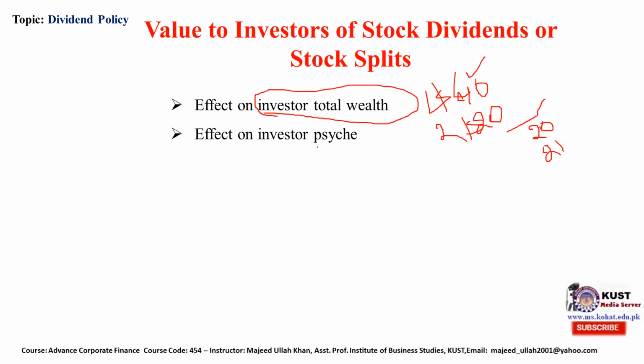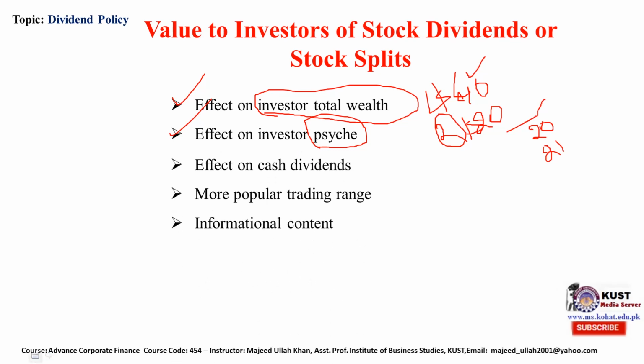Effect on the investor psyche. Psyche means that he was having 1 share, now he has 2 shares. If a person has 40,000 shares, now he would have 80,000 shares, nothing else than perception. It will impact his psyche, and he can even sell and liquidate half of his shares of the company as well.